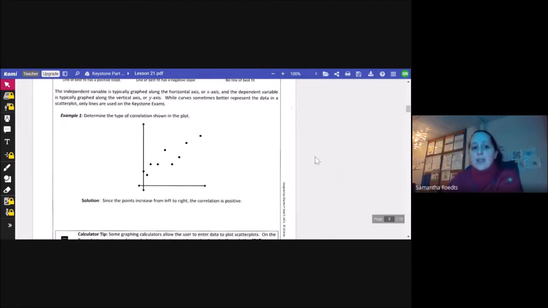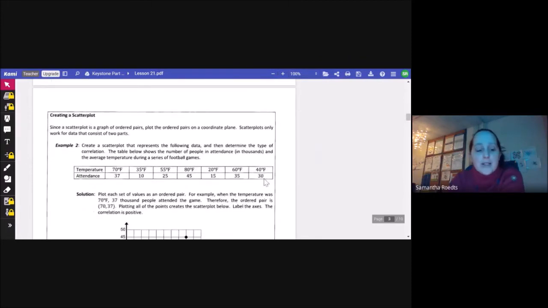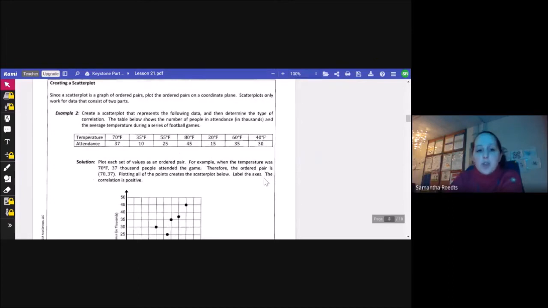Okay. So example 1, determine the type of correlation shown in the plot. So if I'm looking at this, it looks like from left to right, it's going upwards, so the correlation is positive. Creating a scatter plot. Since a scatter plot is a graph of ordered pairs, plot the ordered pairs on the coordinate plane. Scatter plots only work for data that consists of two parts. So example 2, create a scatter plot that represents the following data and then determine the type of correlation.